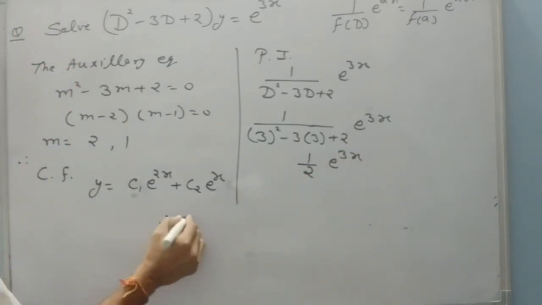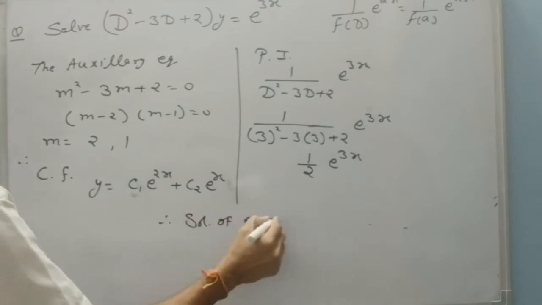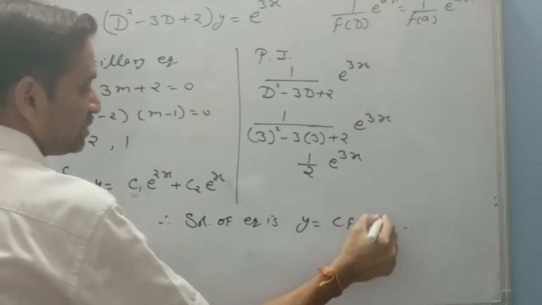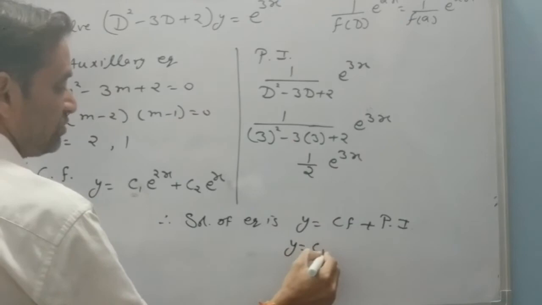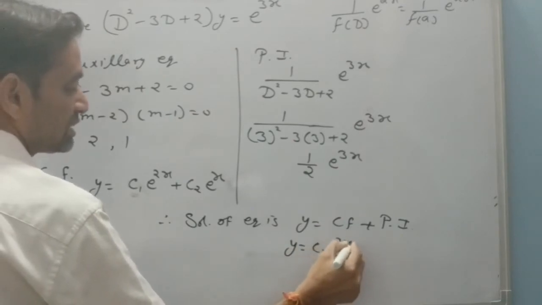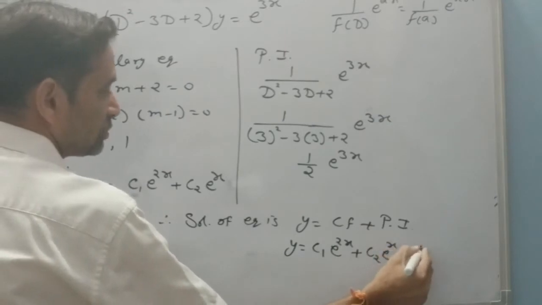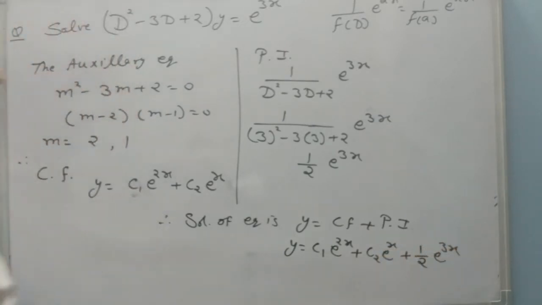Therefore, the solution of the equation is y equals CF plus PI. It means y equals c1 e to the power 2x plus c2 e to the power x plus 1 by 2 e to the power 3x. This is our required solution for the given equation.